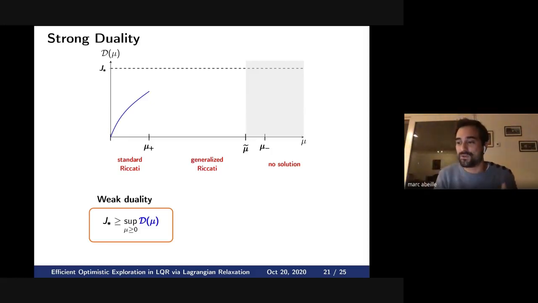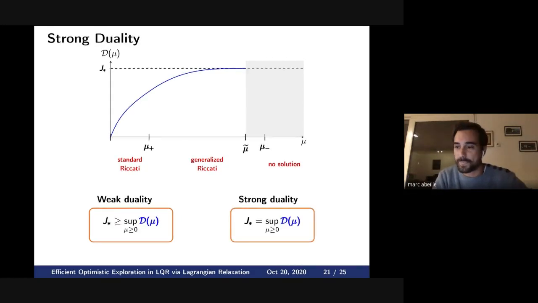but the bad news is that we get away from the standard Riccati framework, and technically speaking, although there exist results in the literature for this regime, it requires shifting the analysis from the time domain to the frequency domain, or said differently, we have to move from the real space to the complex space, and this makes things heavily more complicated. But we can show that the dual function, in the worst case, behaves like that. It keeps increasing, and eventually it converges to J star when mu approaches mu tilde.